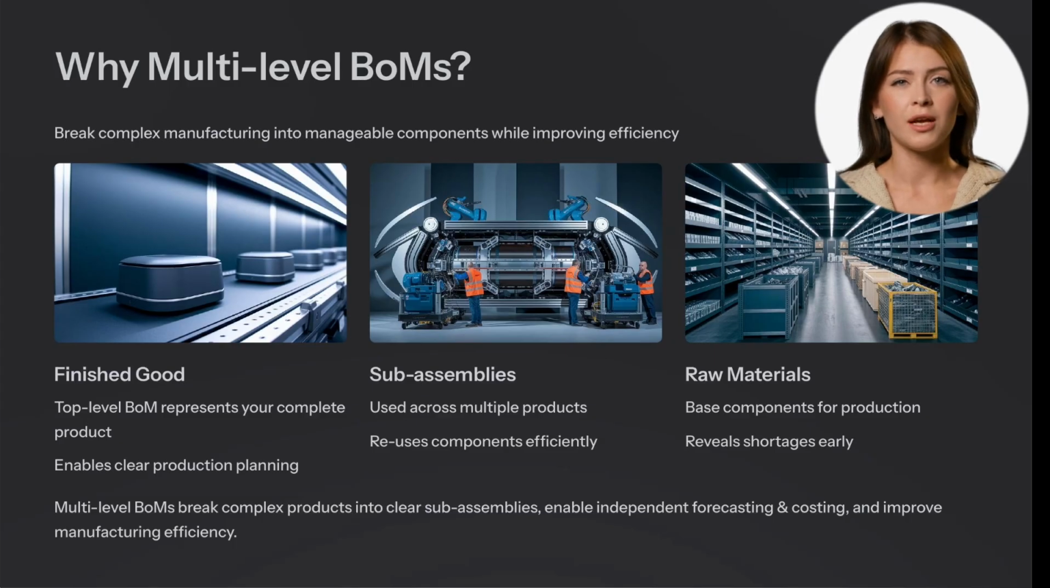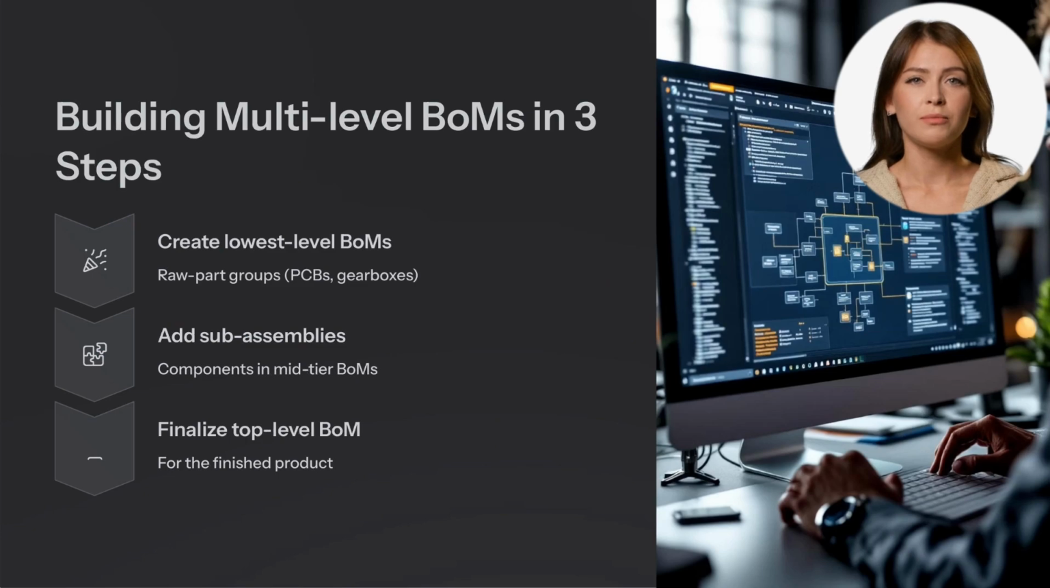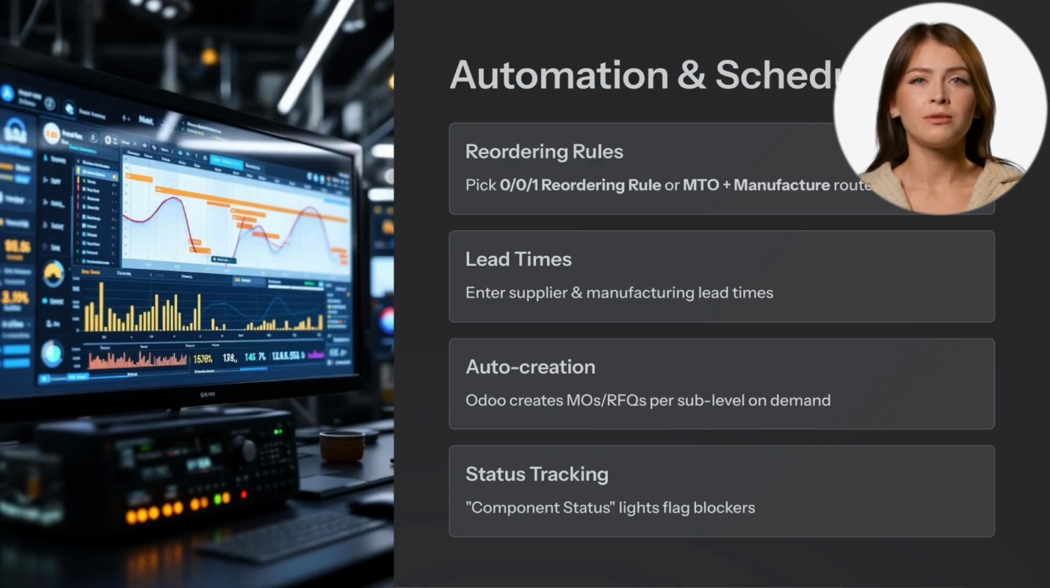Odoo lets you create BoMs directly from the manufacturing module, and you can structure them in two ways: single level for simple builds, or multi-level for more complex assemblies. Multi-level BoMs help break down complex products into manageable sub-assemblies. This boosts efficiency, enables reuse of common parts, and helps detect material shortages early, making your production smarter and more scalable. Odoo automates everything, from reordering rules to lead times and manufacturing order creation.